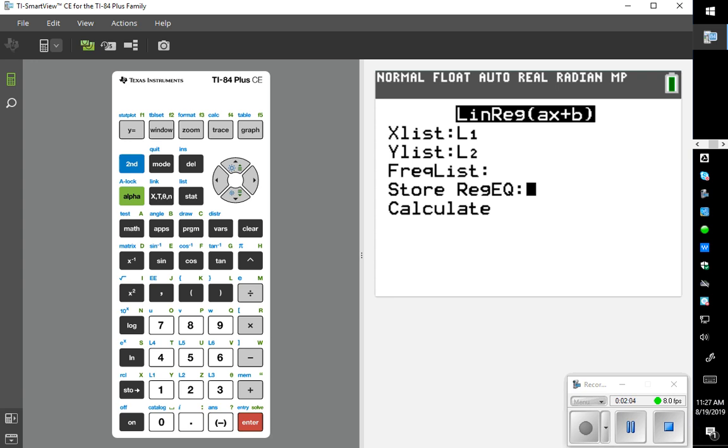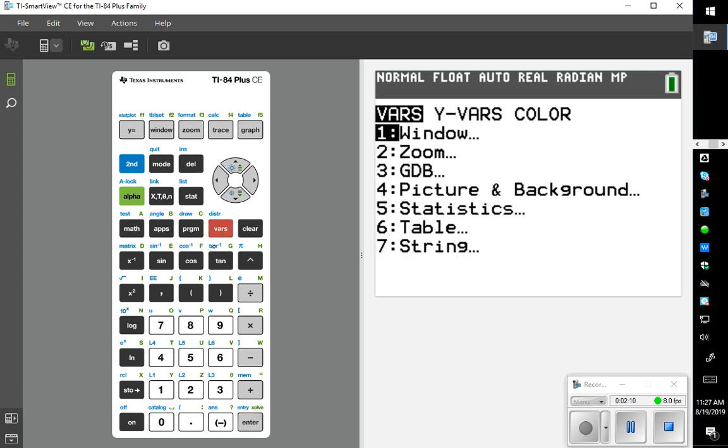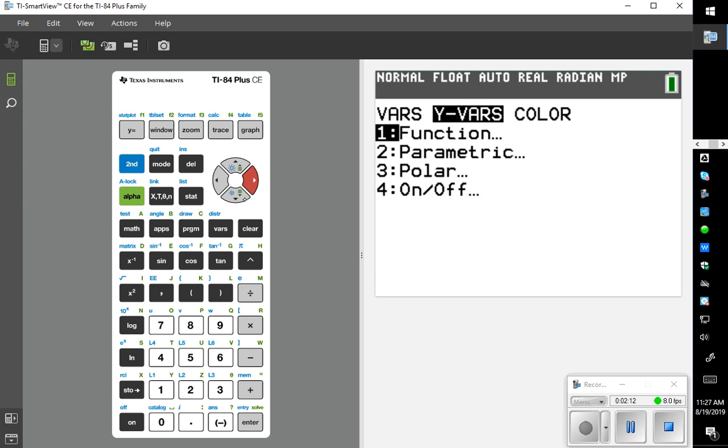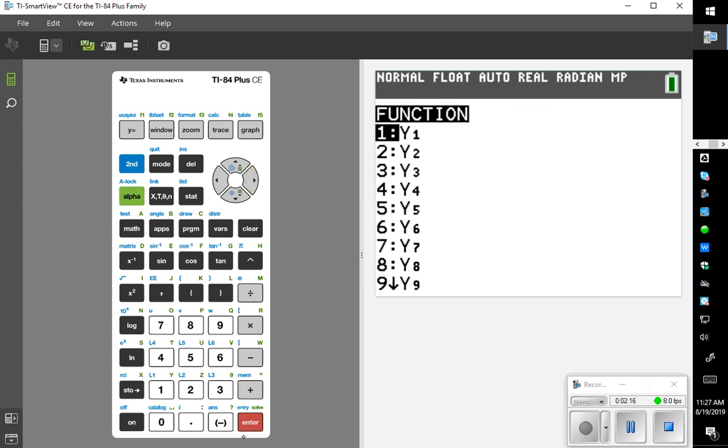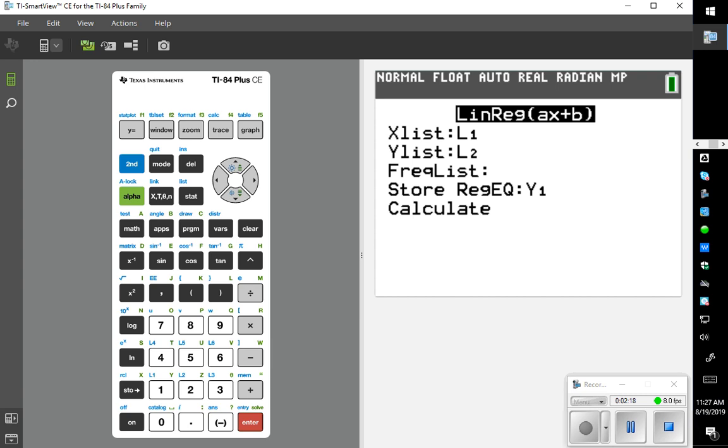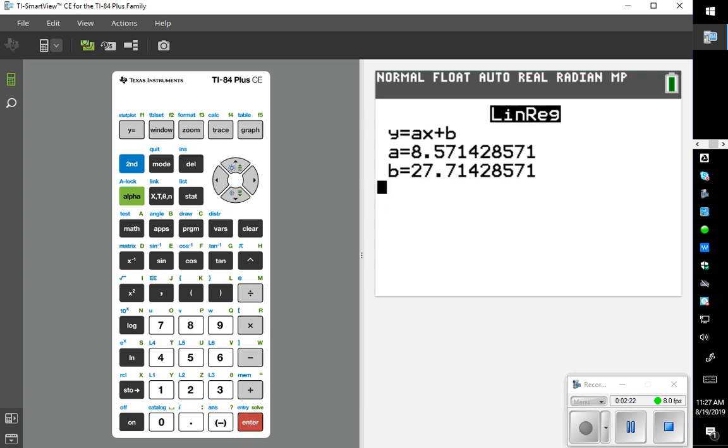We can store our equation we're about to find in our y equals menu, and here's what we do. We press vars, we go over to y vars, function y1, and then calculate. And this is the regression equation, the equation of the line that best fits our 4 data points.